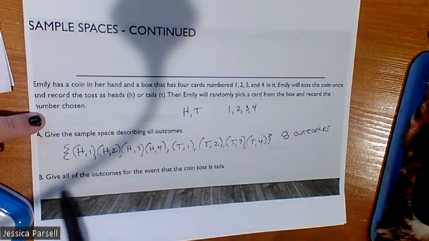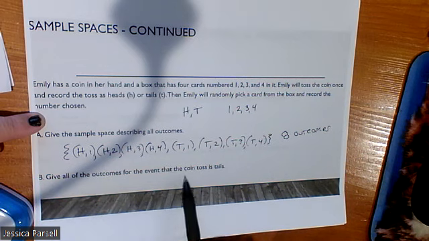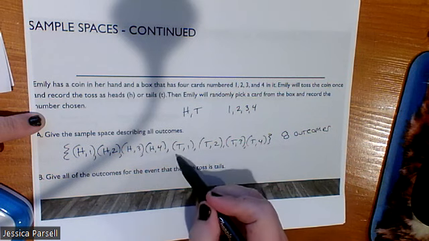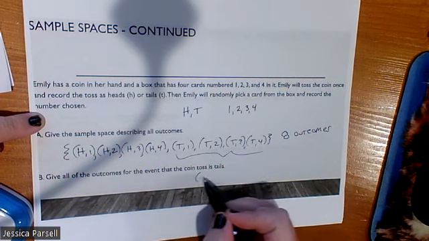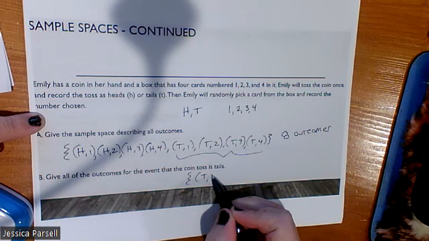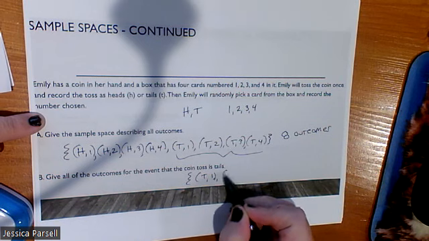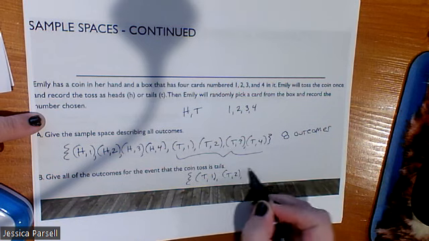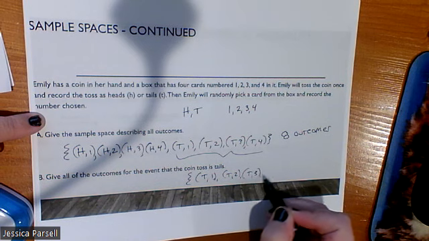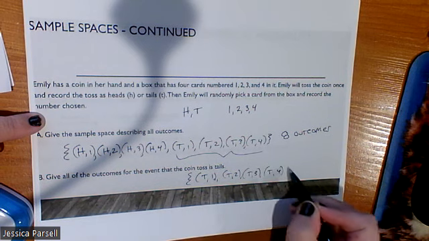And then it says, give all of the outcomes for the event that the coin toss is tails. Okay, well, that's just going to be these right here. So it's just going to be, let's put brackets around that, tail 1, tail 2, tail 3, and tail 4.